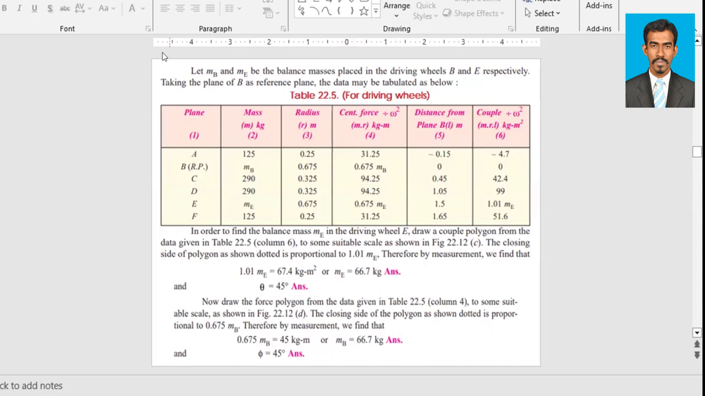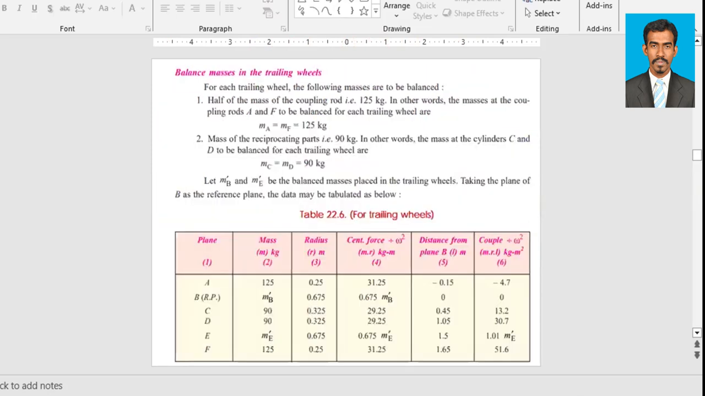So now we are done with the driving wheel. Okay. Now we have to balance for the trailing wheel also. Why? Because it's mentioned in the numerical. We have to distribute the weights equally to the driving as well as the trailing wheels. Right? So now we'll see how to do it with the trailing wheels. Okay. So this definition is for trailing wheels. Balance masses in the trailing wheels. Okay. For each trailing wheel, the following masses are to be balanced. So we'll see what are the masses which need to be balanced.